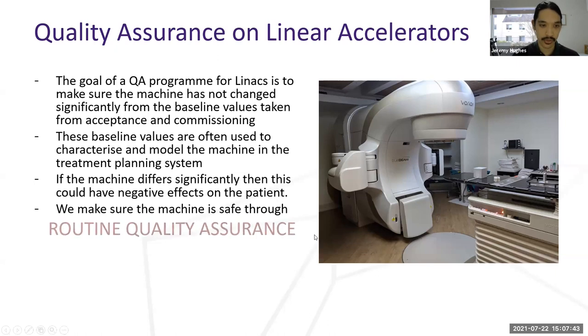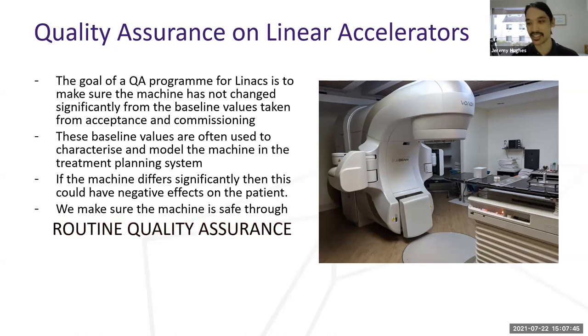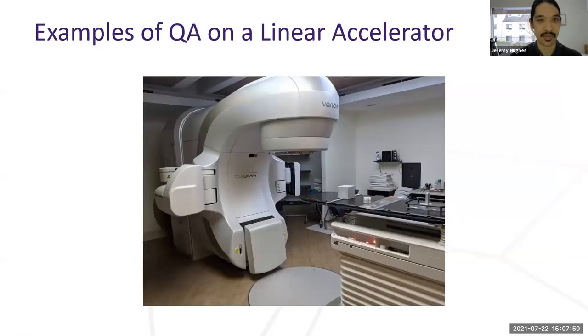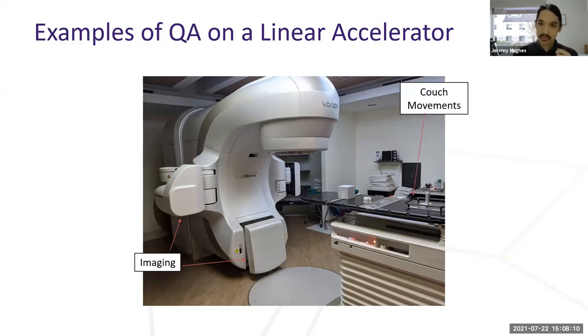So we do this through routine quality assurance. It's our bread and butter, my bread and butter. The linear accelerator has heaps of different parts and components associated with it, and so there's heaps and heaps of different things to check. Just for example, we've got your imaging panels, your MV and kV, checking to make sure that the imaging quality is nice on those.